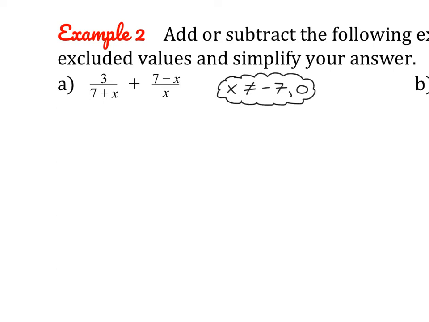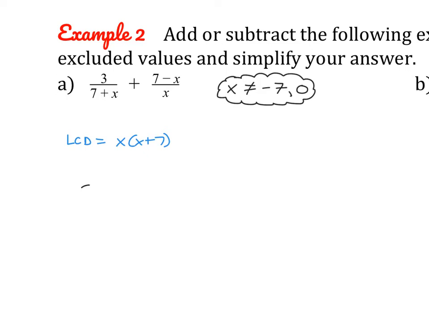And now we need to find a way to create our LCD. So for the LCD, again, we just need to include all factors that we see in the denominator. So the first factor that we can use is 7 plus x, or we can write it as x plus 7. And then we also have the factor x, which will be part of our LCD. So we cannot add these two expressions until both of our denominators have the same LCD.